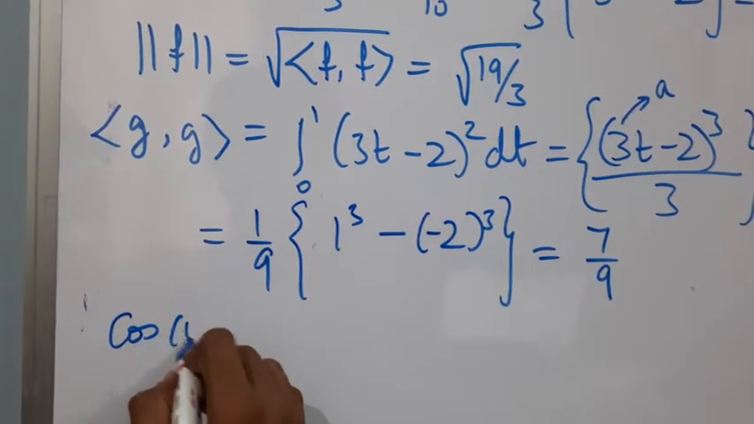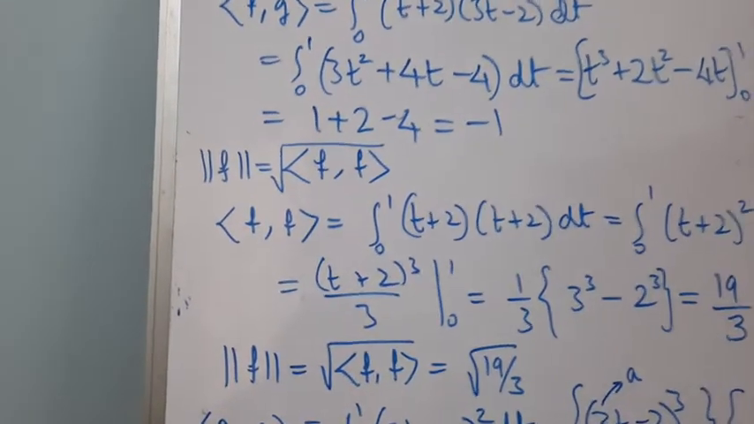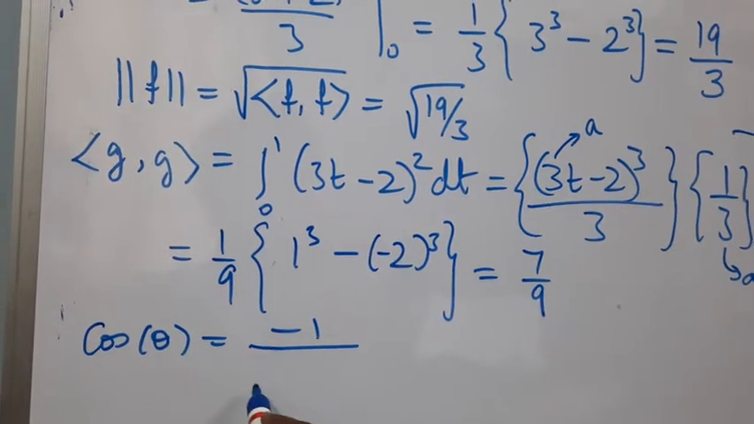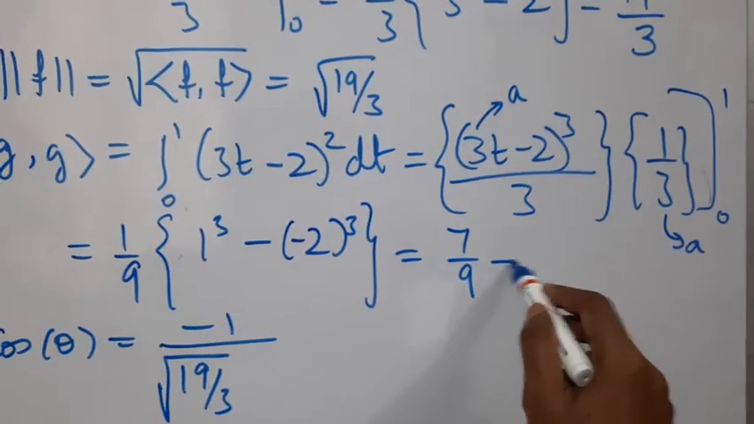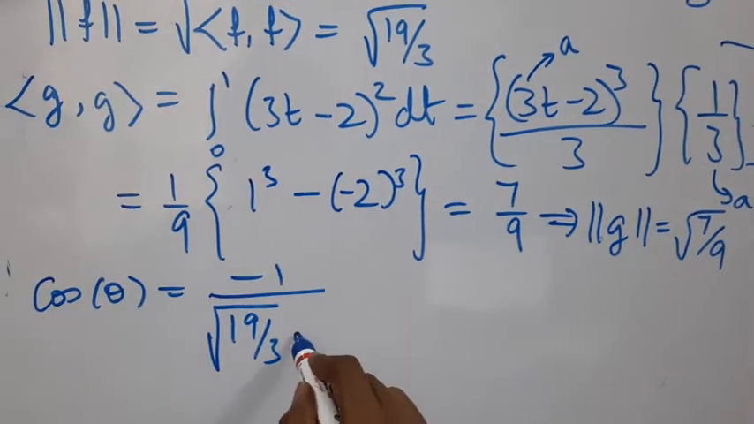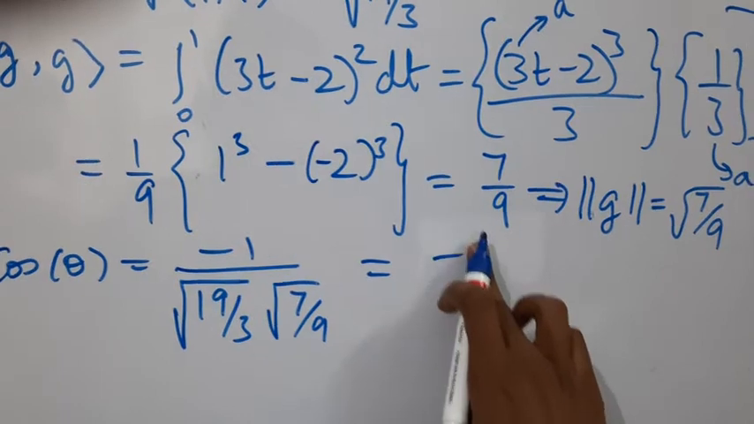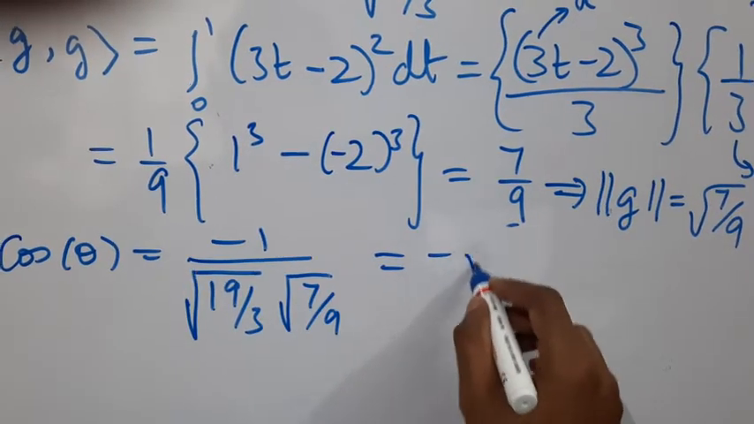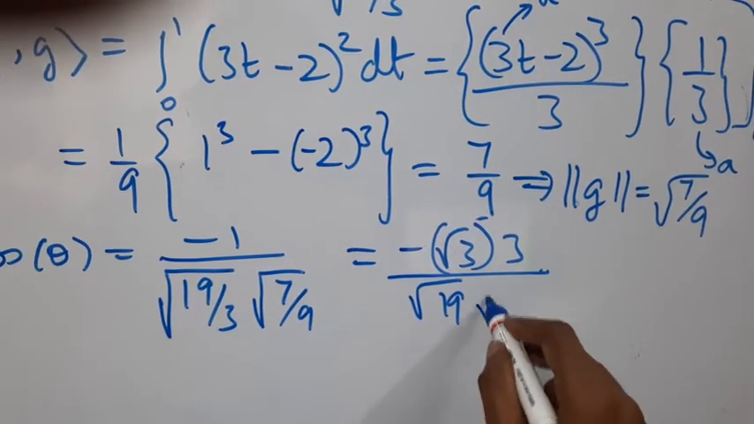So cos theta is equal to minus, we had the inner product of f and g as minus 1, so we have minus 1 divided by norm of f, which is root 19 by 3. Here norm g will be root 7 by 9. So this will be minus root 3 into 3 divided by root 19 root 7.